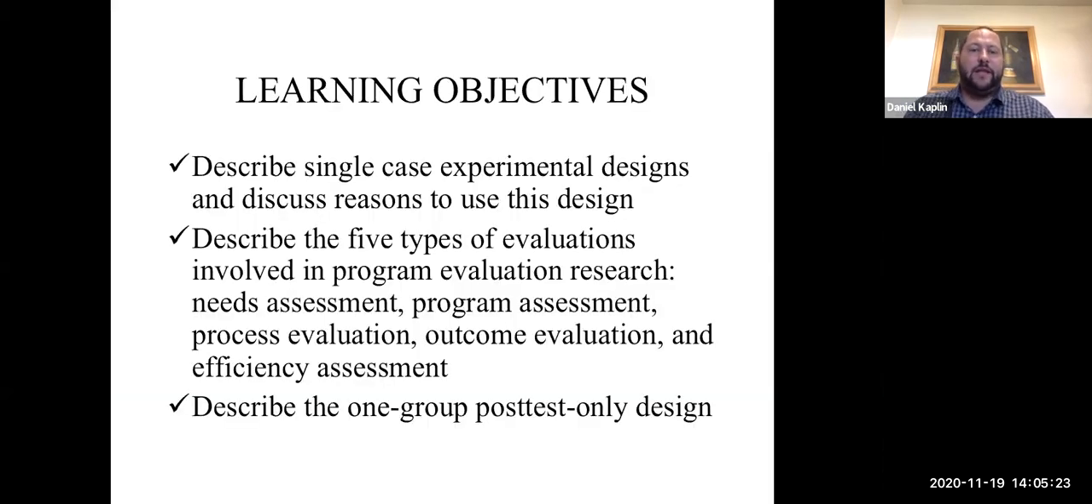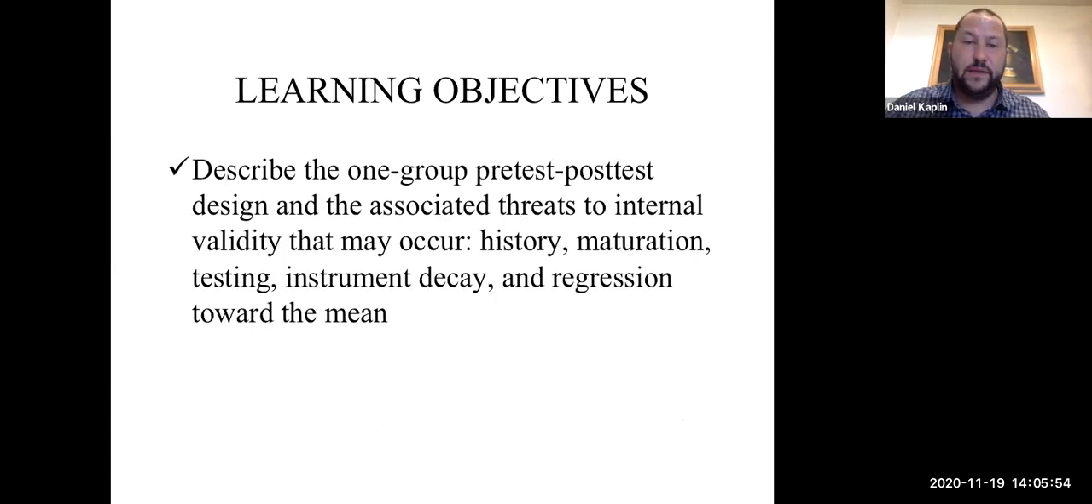The general learning objectives are to describe what a single case experimental design is, and explain reasons why one would use that kind of design. Then we'll go into the concept of program evaluation and the 5 aspects of that. Then we'll talk about various research methods that approach valid or pre-experimental designs and then experimental designs, one of which is a one-group post-test only design.